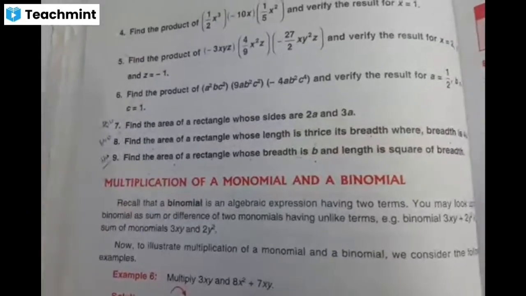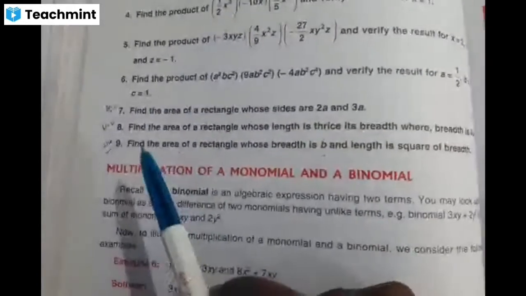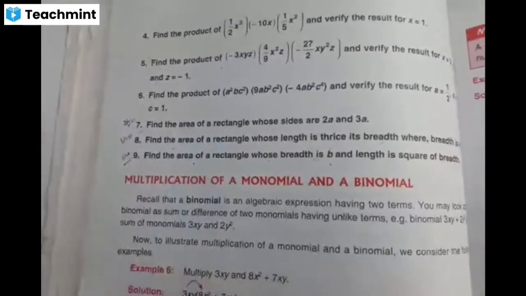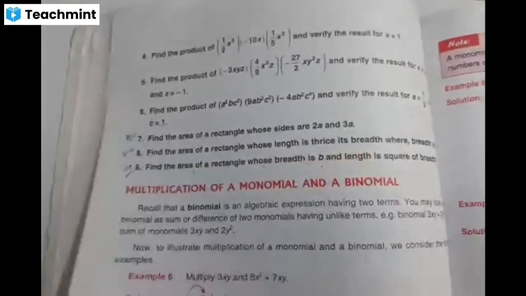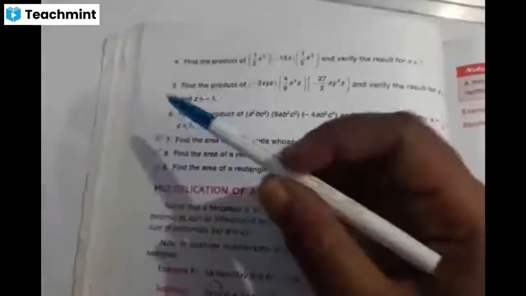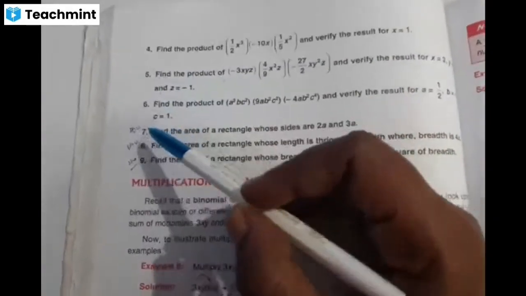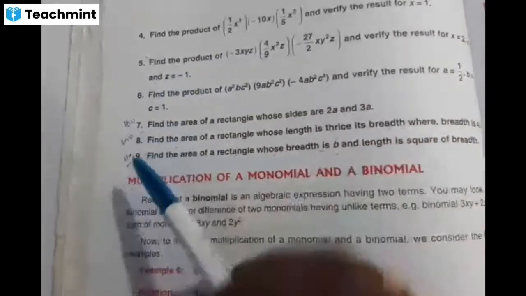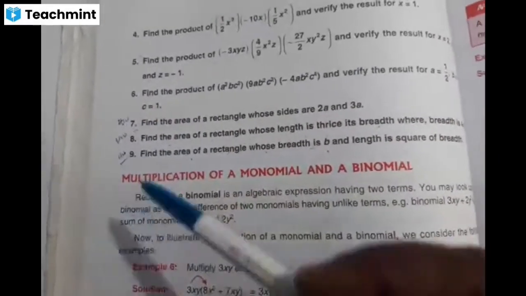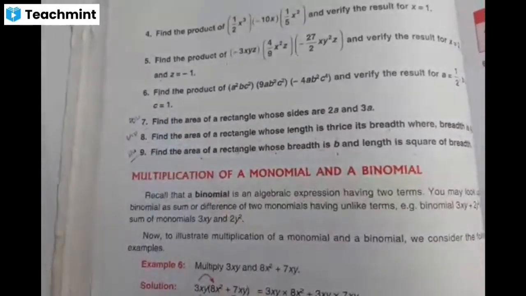Namaste children. In the last session we had discussed worksheet number 1, 4th main to 6th main. 7th, 8th and 9th main I had given for homework. Today we are going to continue with the homework under the chapter algebraic expressions.